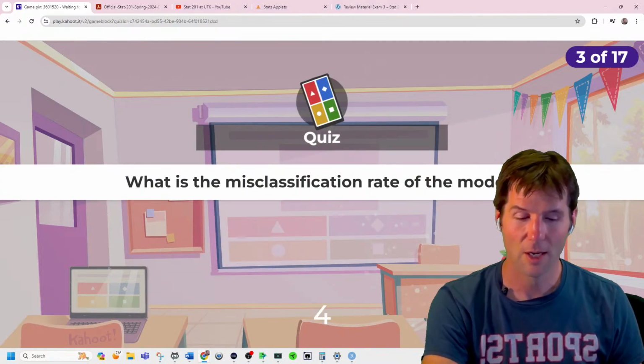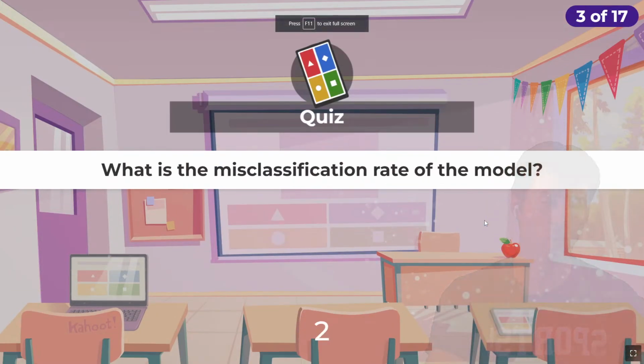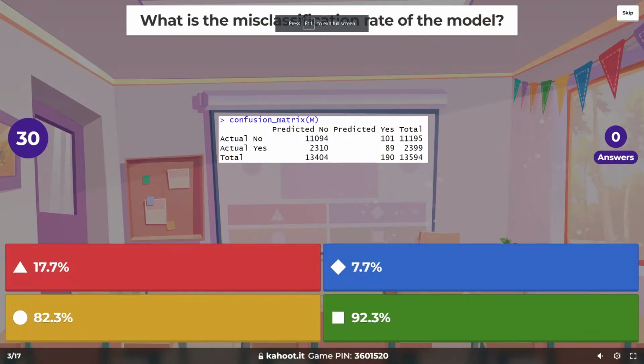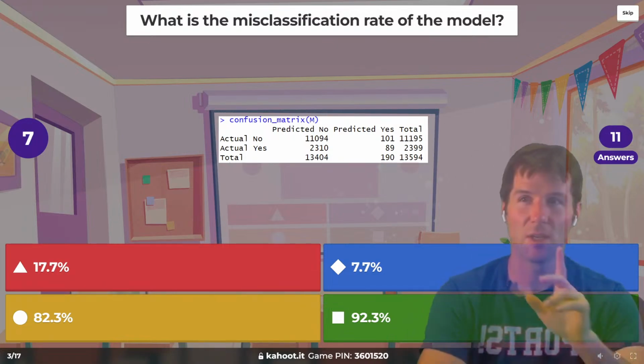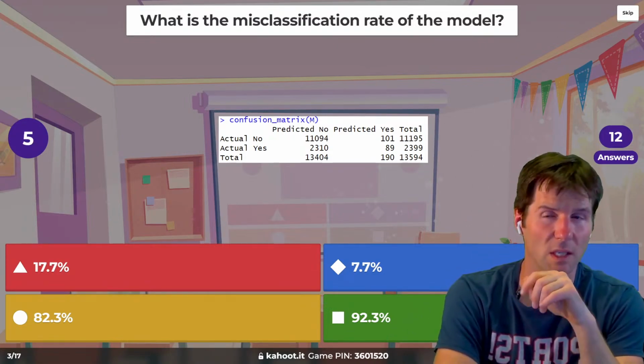Next question. What is the misclassification rate of this model? Ooh, I love this right here. Ooh, misclassification rate. What is the misclassification rate? Yep, Nathaniel, good question right there, and I'll answer that right after this one, and I'll go into detail.